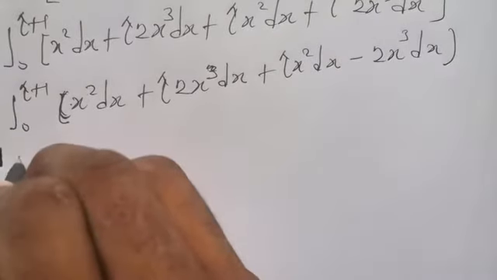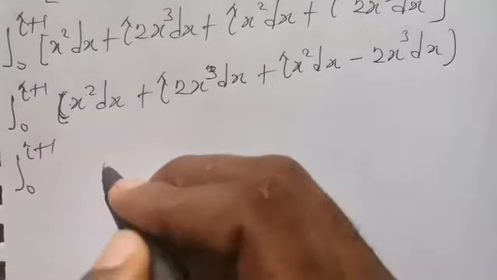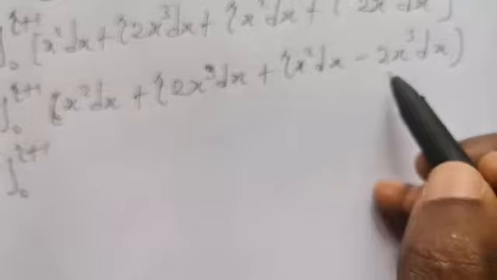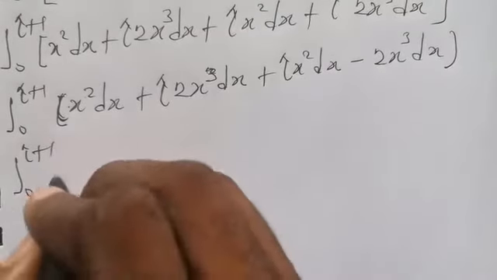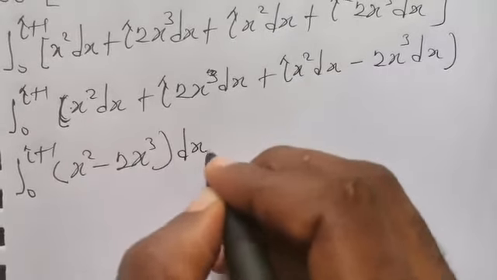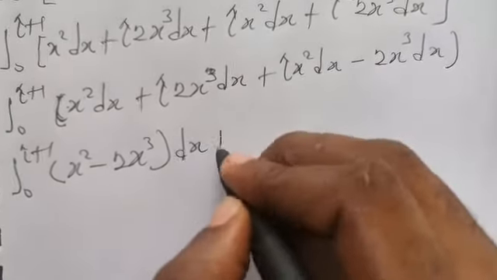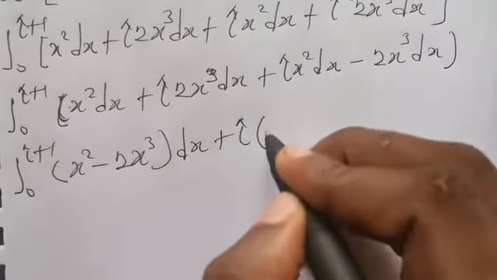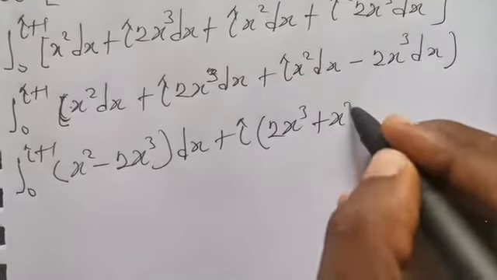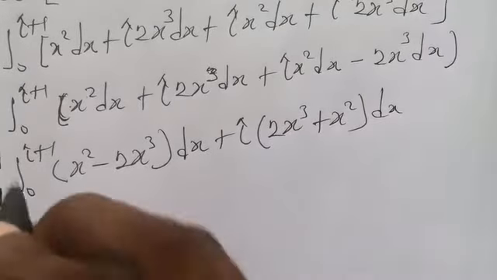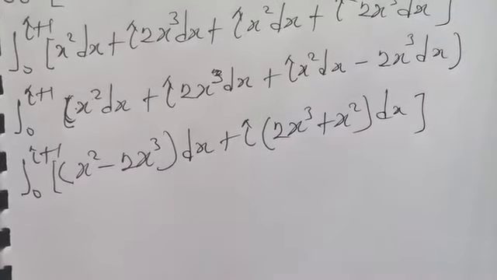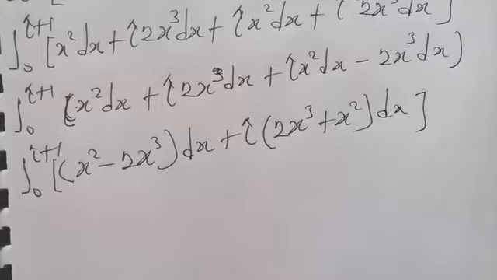So the integral from 0 to i plus 1 is now going to be, let's collect all the real parts. I have x squared dx, I have minus 2x cubed dx. These are real parts, so collect them together: x squared minus 2x cubed dx. Collecting the imaginary parts together, I have plus i times 2x cubed plus x squared dx, multiplying all through by dx. All right, so we can easily integrate the real parts and the imaginary parts separately.